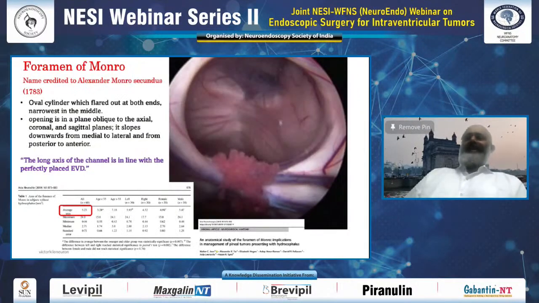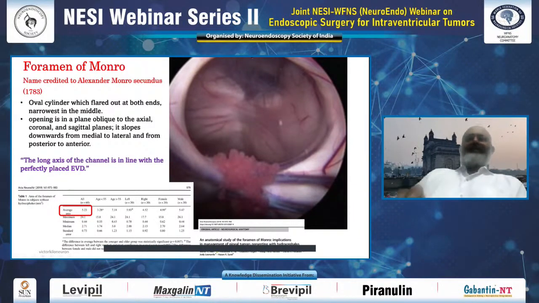So coming to the next target on our passage from the lateral ventricles down is the foramen of Monro. The name is credited to Alexander Monro Secundus, who is also incidentally the propounder of the Monro-Kellie doctrine. The normal foramen of Monro is an oval cylinder which is flared at both ends, and the plane of this is oblique. So it slopes downwards from medial to lateral and from posterior to anterior.